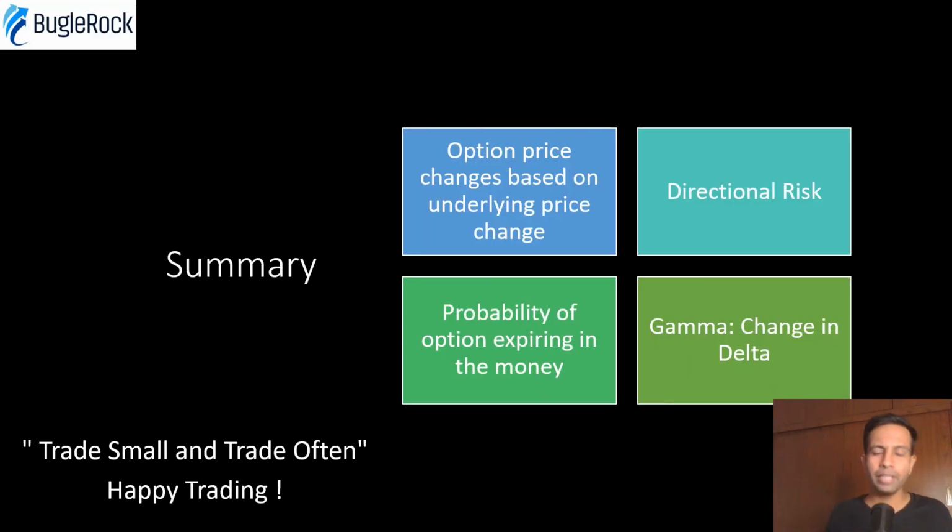So in summary, delta basically captures the rate of change of option pricing with respect to 1 rupee increase or decrease in the price of the underlying. It helps us understand the directional risk and the extent of that directional risk. It also gives us an idea of the probability of an option expiring in the money. As we've already seen, delta is dynamic and changes with the change in the price of the underlying, and this will be captured by another Greek called gamma, which we will evaluate in the next video.